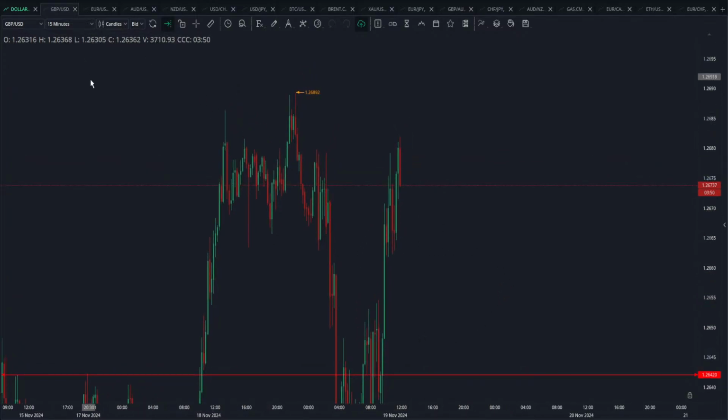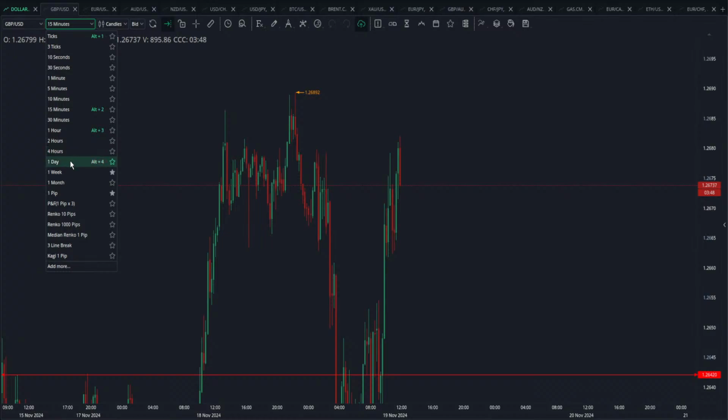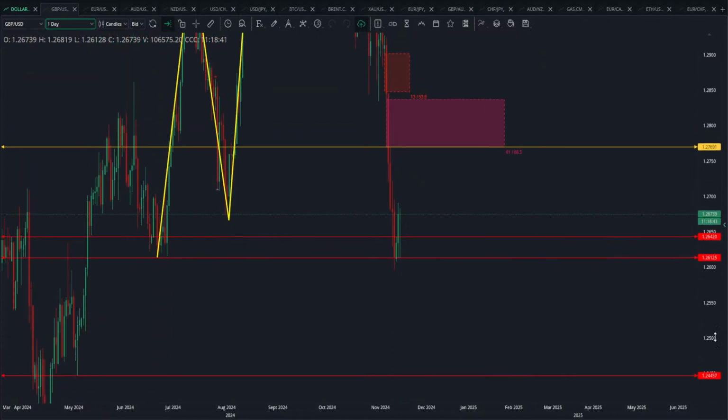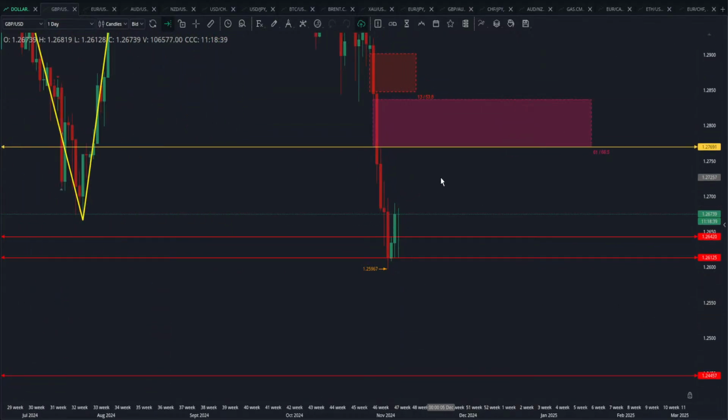But I will not talk about the 15 minutes. Let's talk about the daily. So I'm expecting on the daily the price to go a little higher, at least up to 1.2769.